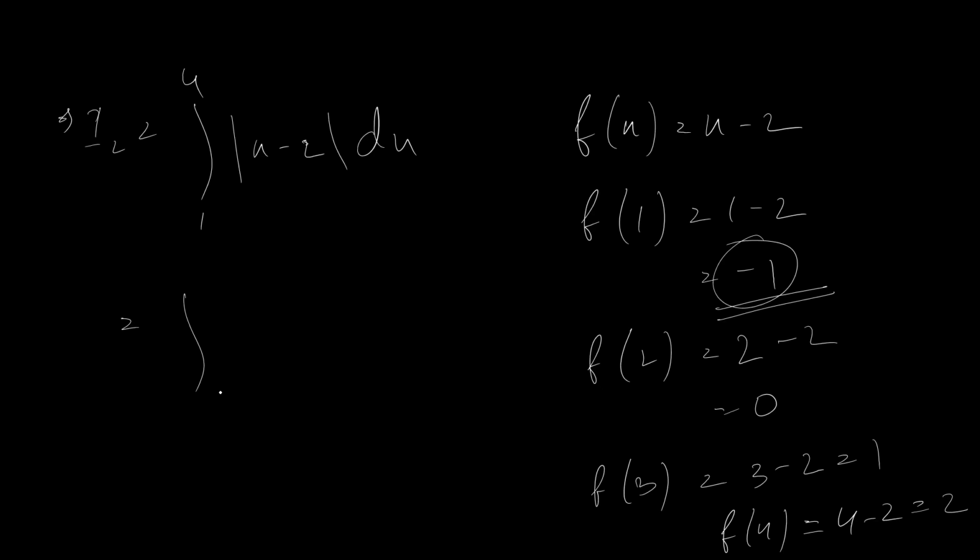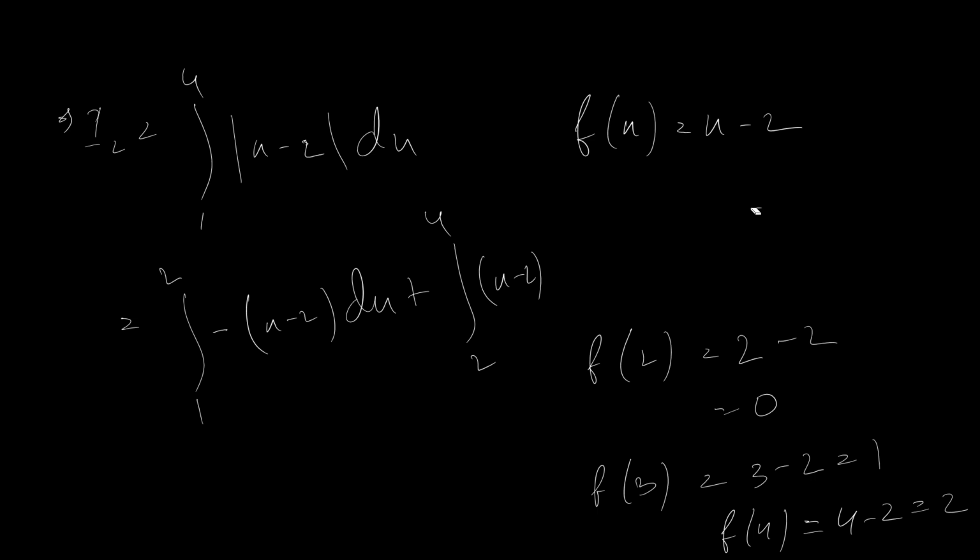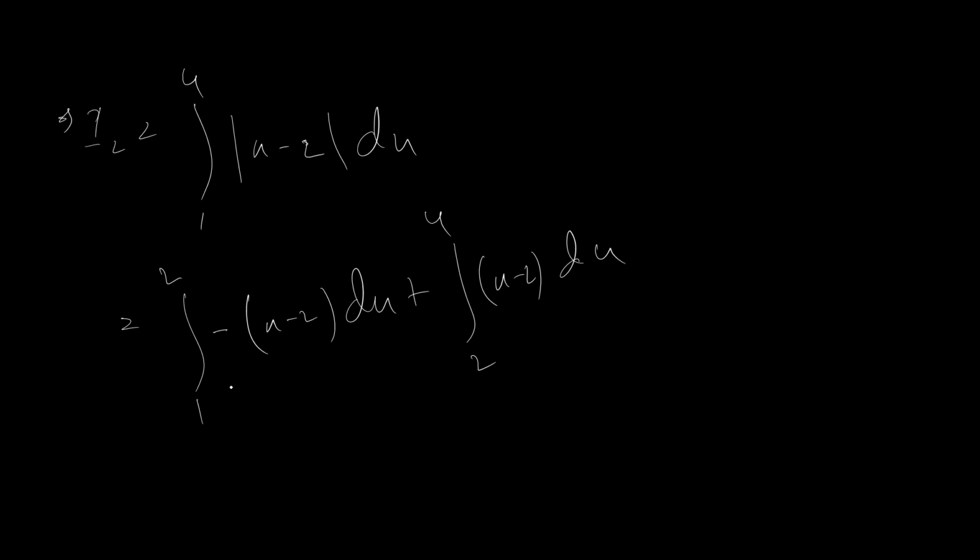So this will be our integral from 1 to 2 of the negative value, minus (x − 2) dx, and then from 2 to 4 this will be the positive value. Here I will have to take both the negative and the positive. So this is the integral from 1 to 2 of x − 2 dx with a minus sign, plus the integral from 2 to 4 of x − 2 dx.